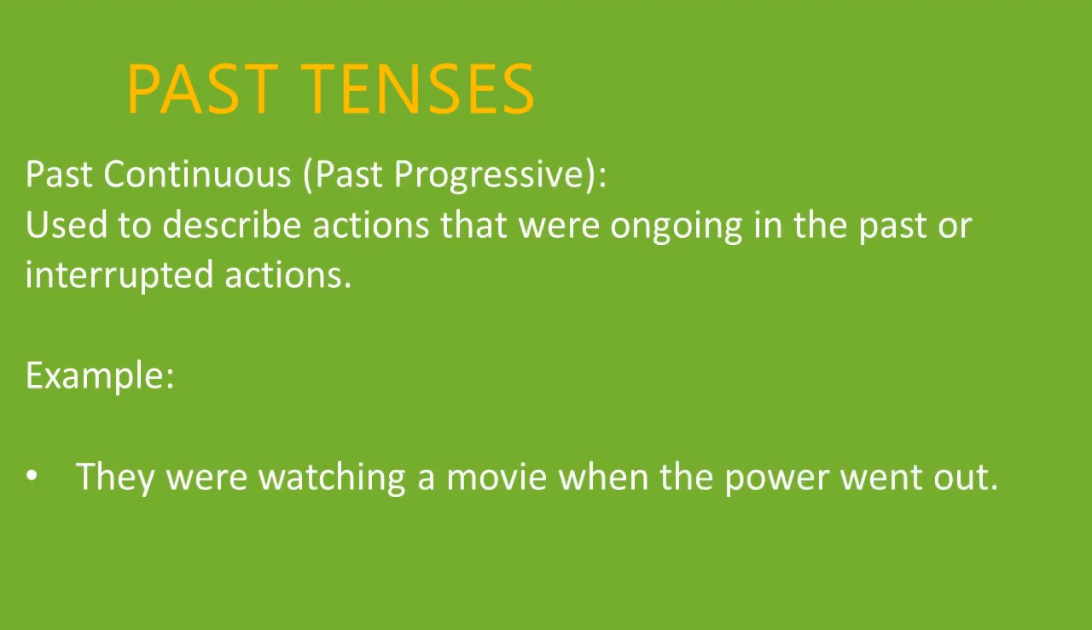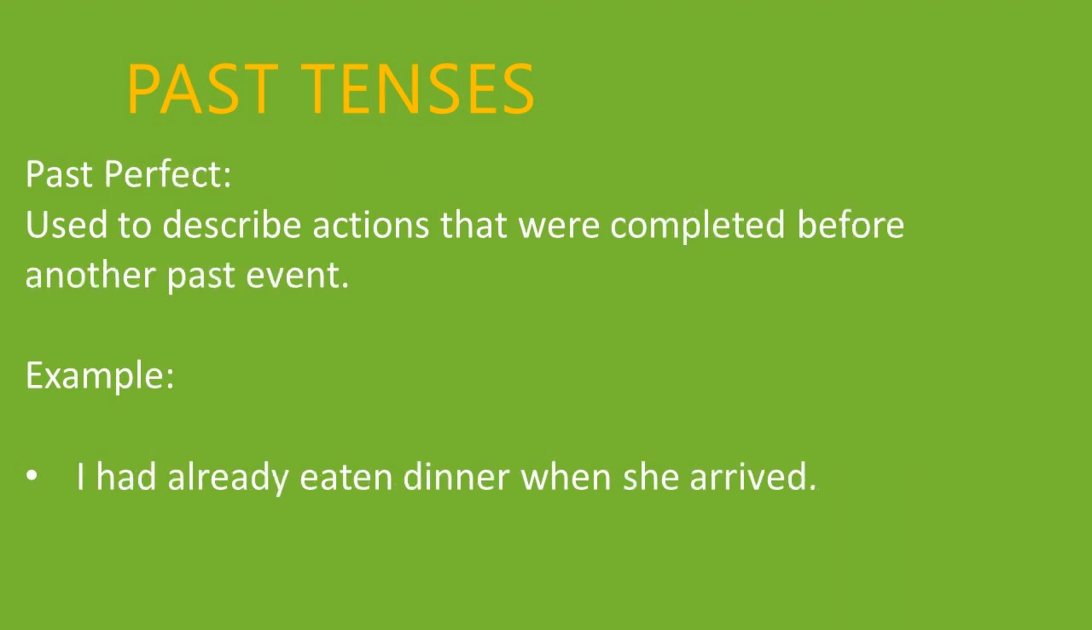Past continuous, or past progressive. Used to describe actions that were ongoing in the past or interrupted actions. They were watching a movie when the power went out. Past perfect. Used to describe actions that were completed before another past event. I had already eaten dinner when she arrived.